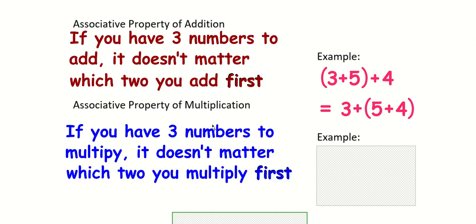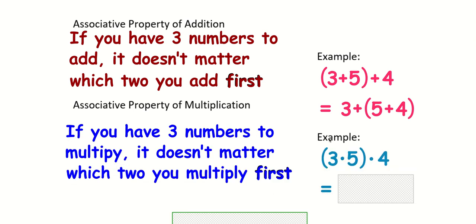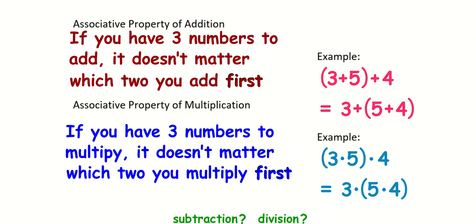Similarly, if you have 3 numbers that you're multiplying together, say 3 times 5 times 4, if you want to do 3 times 5 first, it's all good. You'd get the same answer as if you multiplied 5 times 4 first. So it doesn't matter which 2 numbers you multiply first. And again, subtraction or division, no, because it would matter. I don't want to go too deep down that rabbit hole.